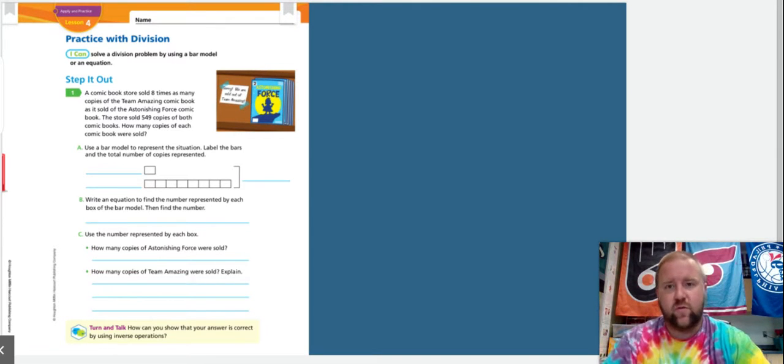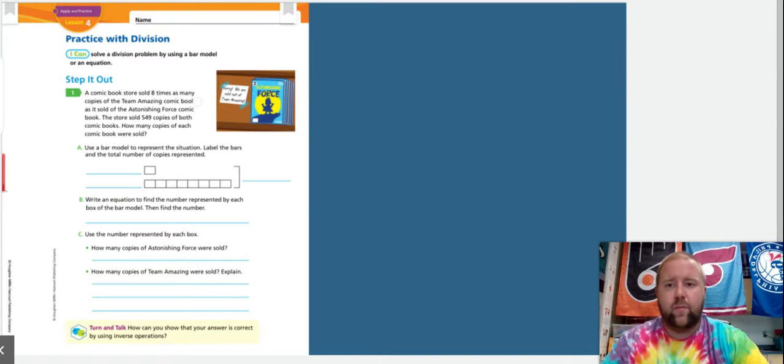Today we are going to be going over Module 3, Lesson 4 of practicing with division. So we've been doing some division work this week, right? And a little bit before. It says, I can solve a division problem by using a bar model or an equation. The bar model is the biggest thing that we're going to be looking at in this lesson because we've been doing some work with equations already.